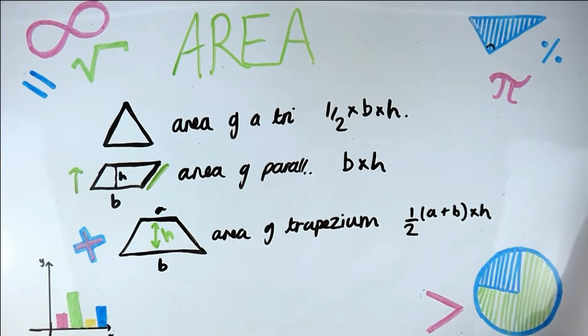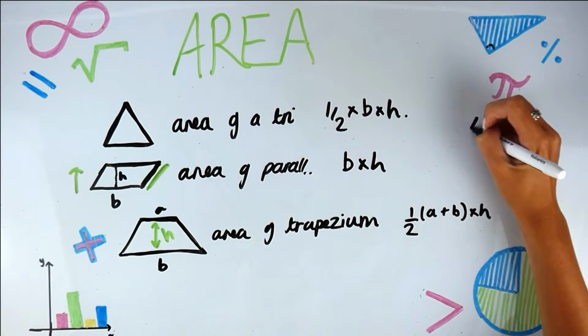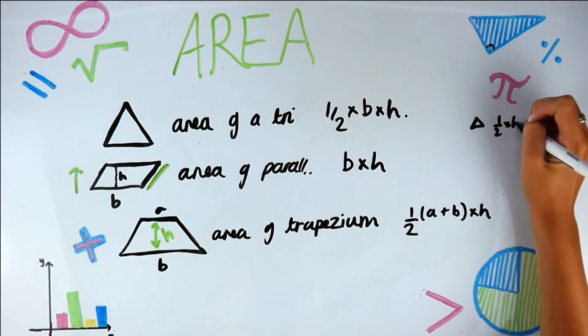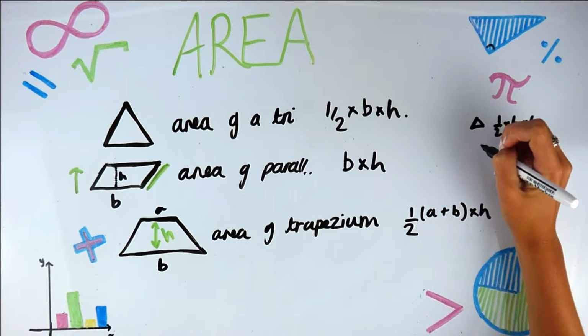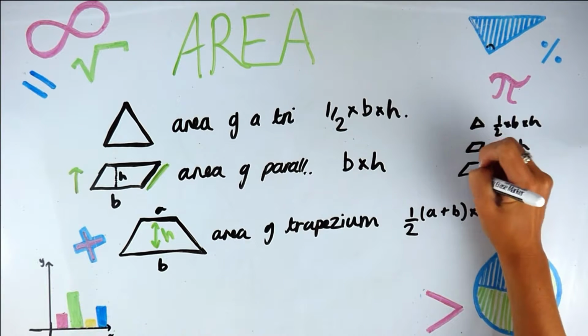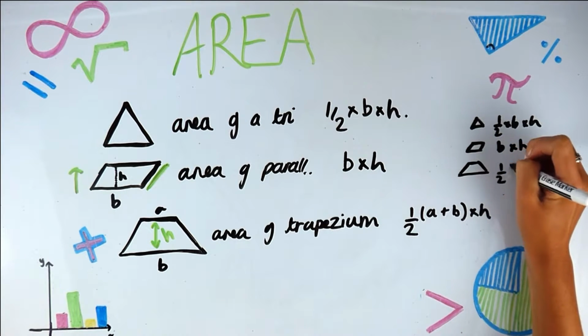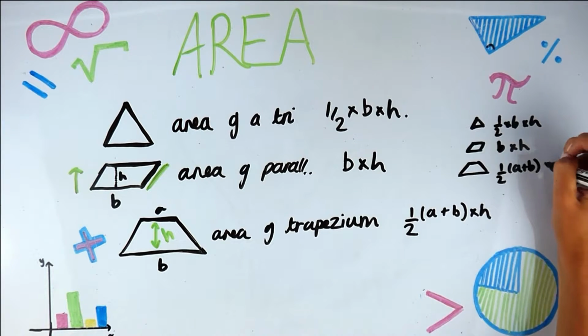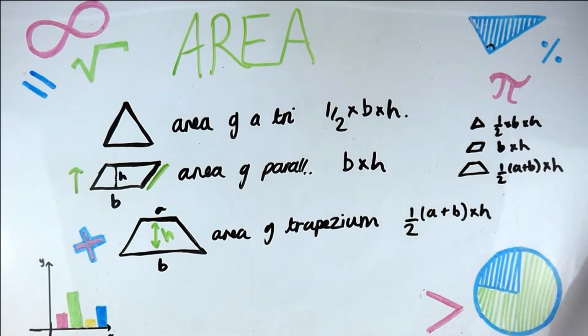So these are the ones to remember. I might write these on the side actually. Triangle, half times base times height. Parallelogram, which that doesn't really look like, base times height, be careful of what the height is. Trapezium, half (a plus b), the average of the lengths, times height.